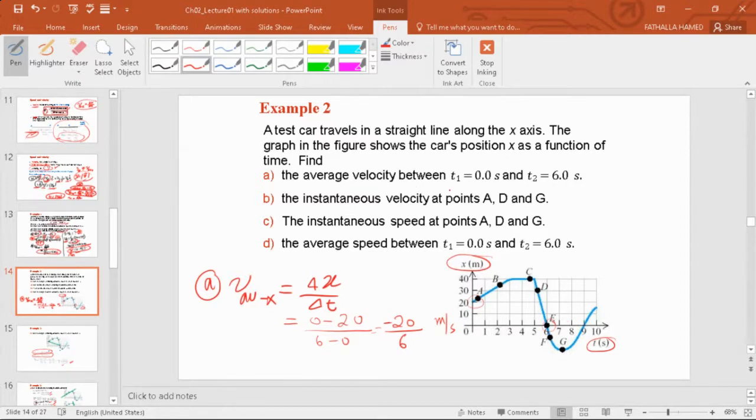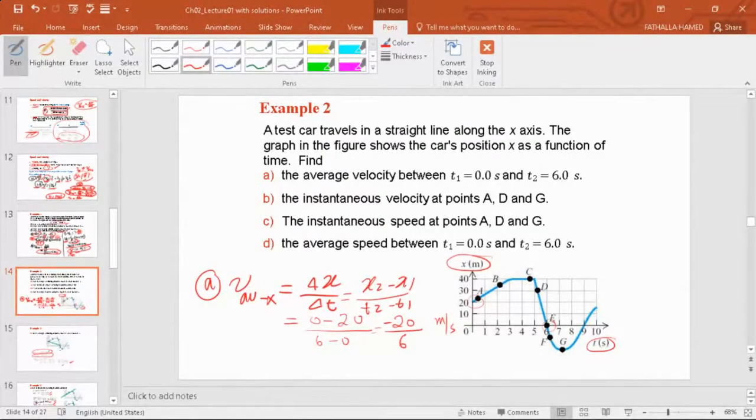The first question here is the average velocity between t equal to 1 second and t equal to 6 seconds. So if I go to my average velocity, which is equal to delta x over delta t, which is x2 minus x1 over t2 minus t1. Now x2 happens at t2, and t2 is 6 seconds, so I go to 6 seconds here. Well, at 6 seconds on the graph, my x is equal to 0. So x2 is equal to 0.